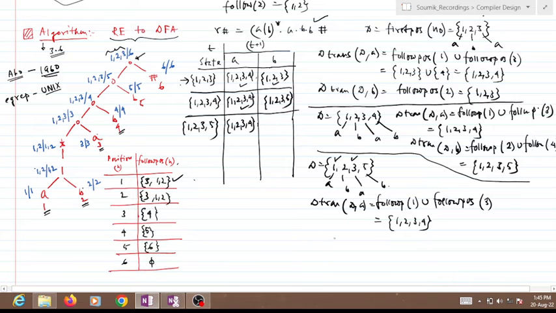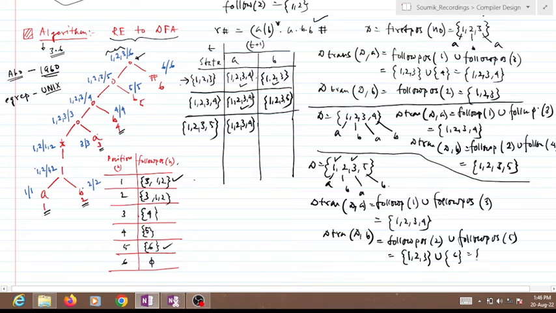Now this one, D trans of D comma B. B means 2 and 5. So follow pos of 2 and follow pos of 5. Follow pos of 2 is 1 2 3, and follow pos of 5 is 6. So it will be 1 2 3 6.